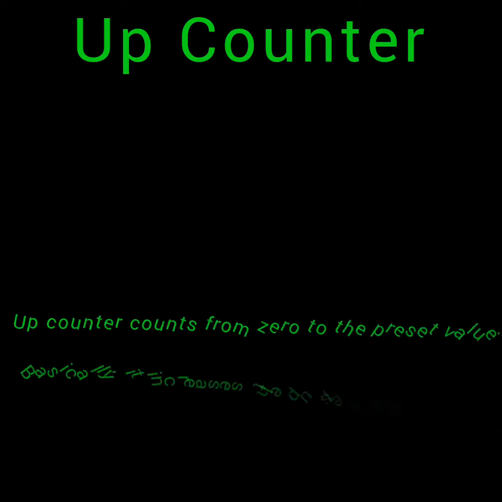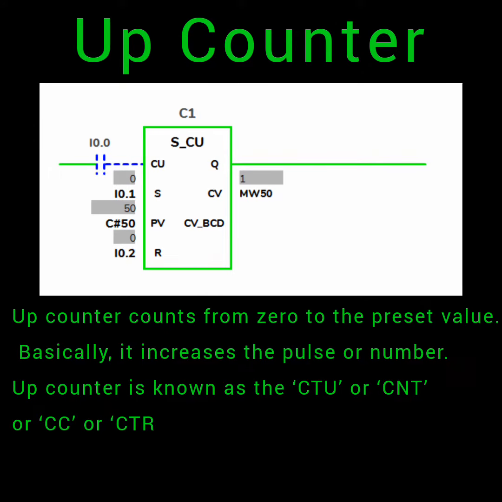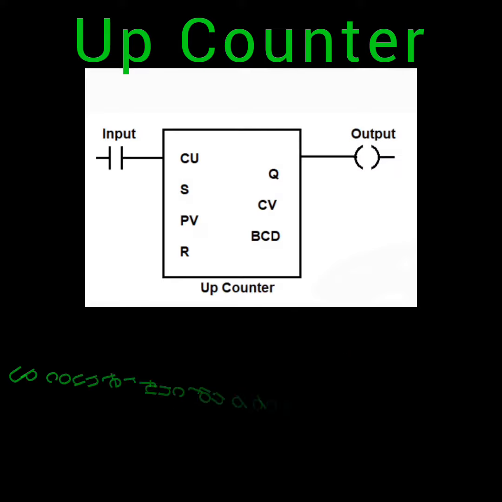Up counter. An up counter counts from 0 to the preset value. Basically, it increases the pulse or number. An up counter is known as the CTU or CNT or CC or center. Up counter function block diagram.